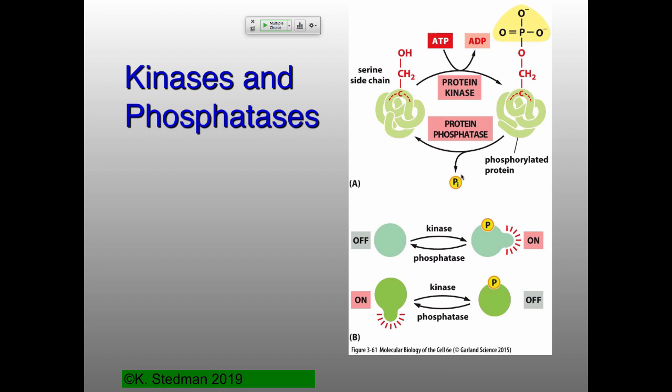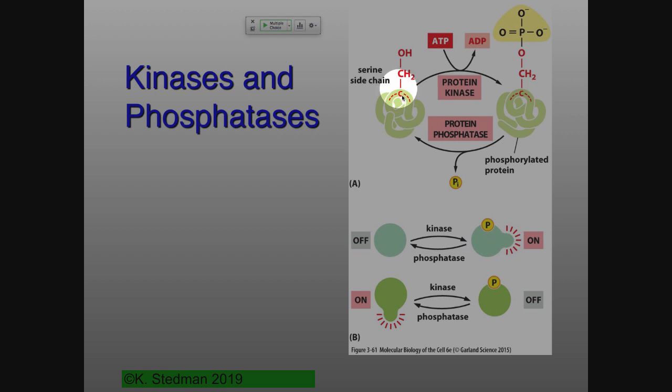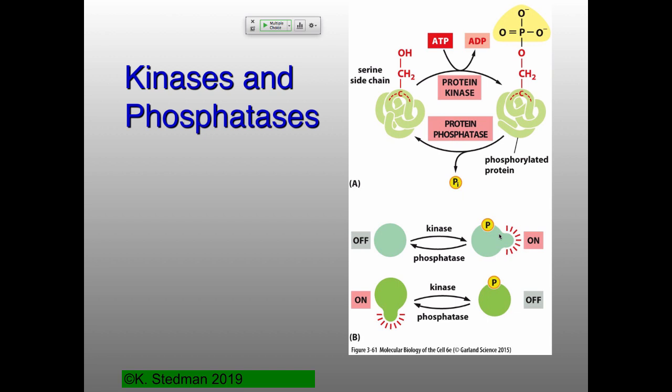Move this out of the way. See if we can. And it is then stable until you have a protein phosphatase, which will get rid of this phosphate, and then you go back to having an OH on the side of your protein. Again, usually this is going to be some kind of inactive protein that gets activated by phosphorylation. And again, all this phosphorylation is happening with kinases.